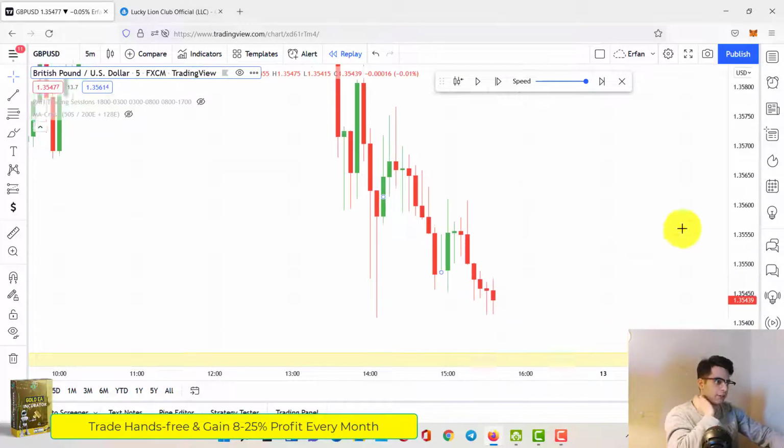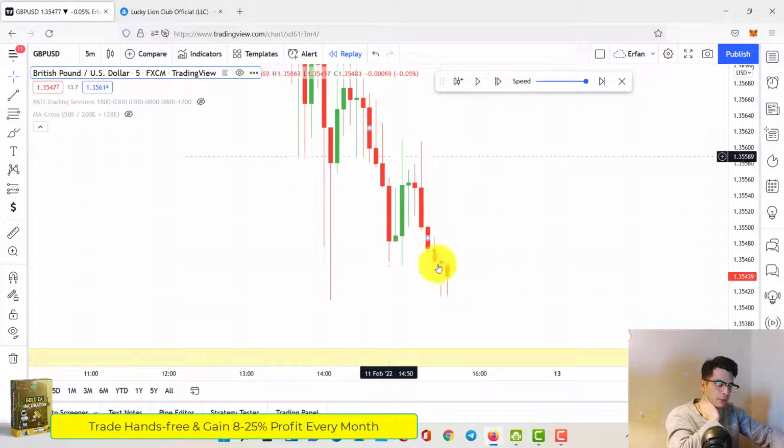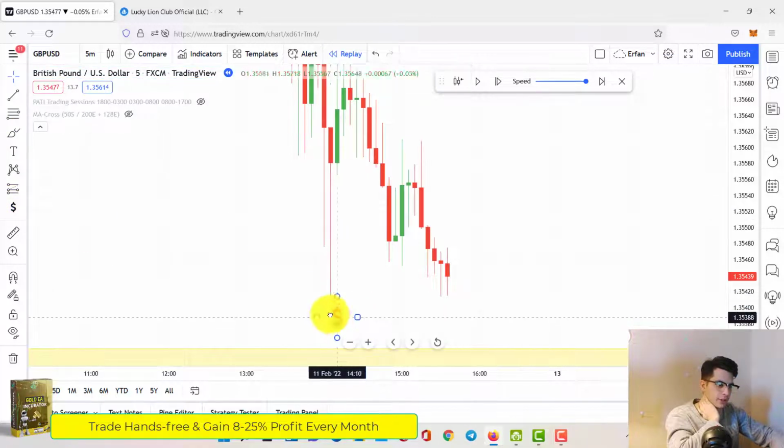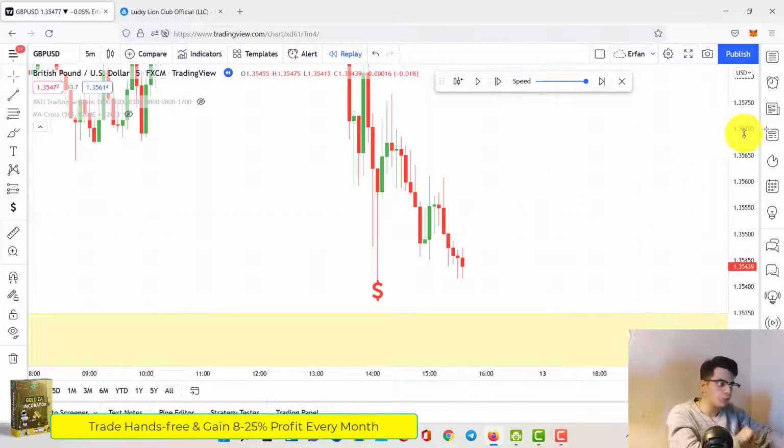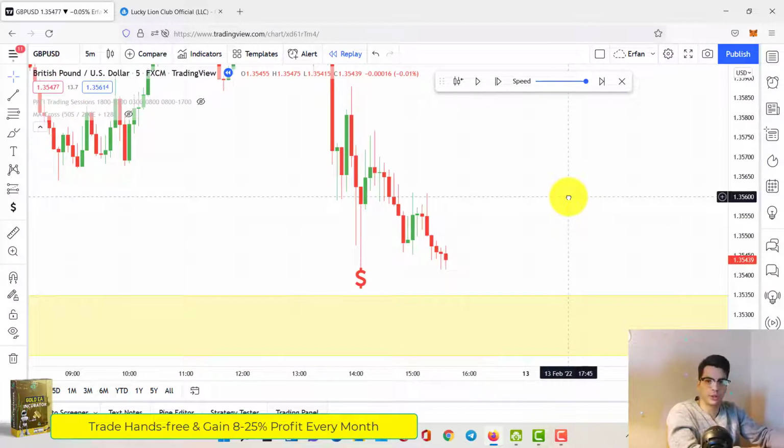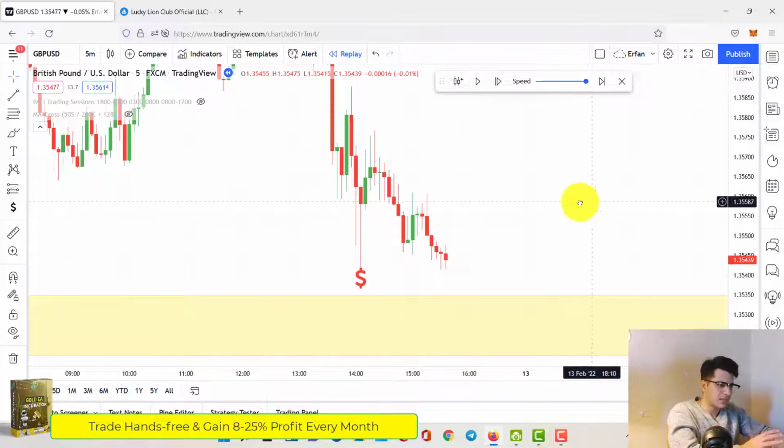Okay, even in this area, as you can see, we already took our profit from here all the way down here, and this liquidity is still not tapped into. So what the price is doing, and what you can do, is draw another Fibonacci retracement level to take a sell position one more time.